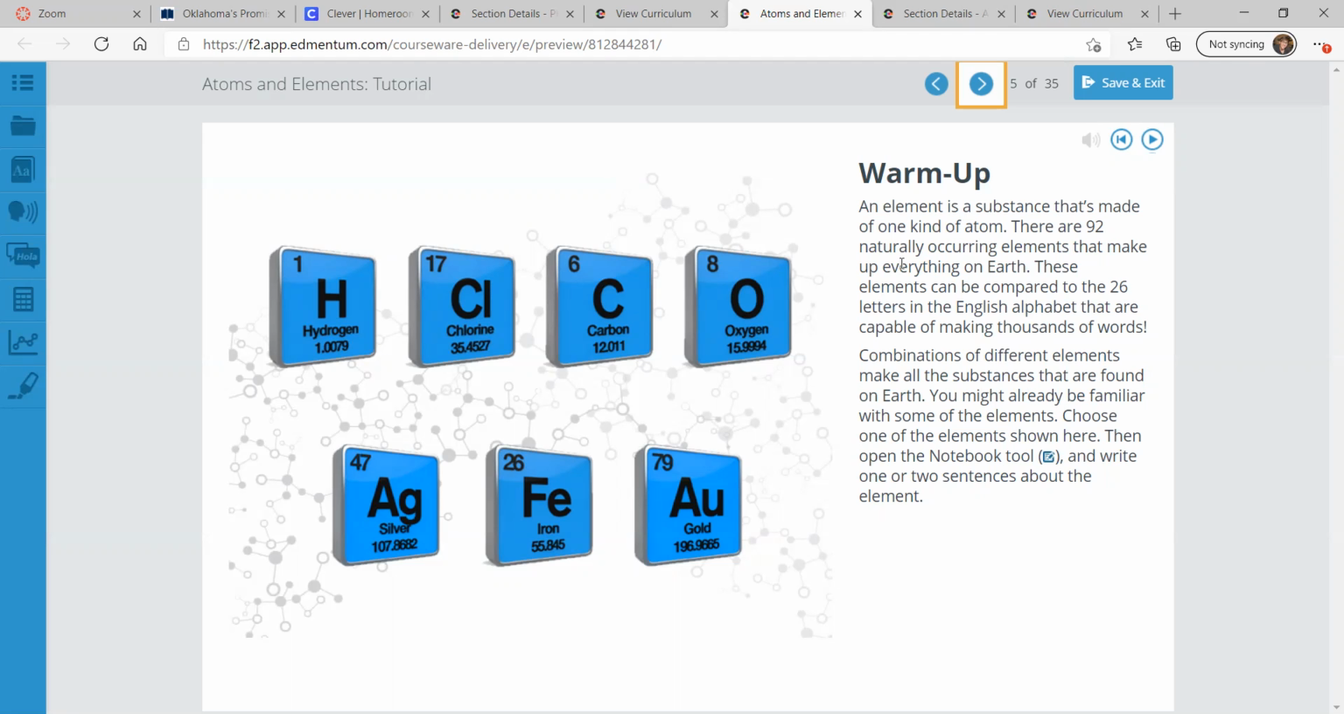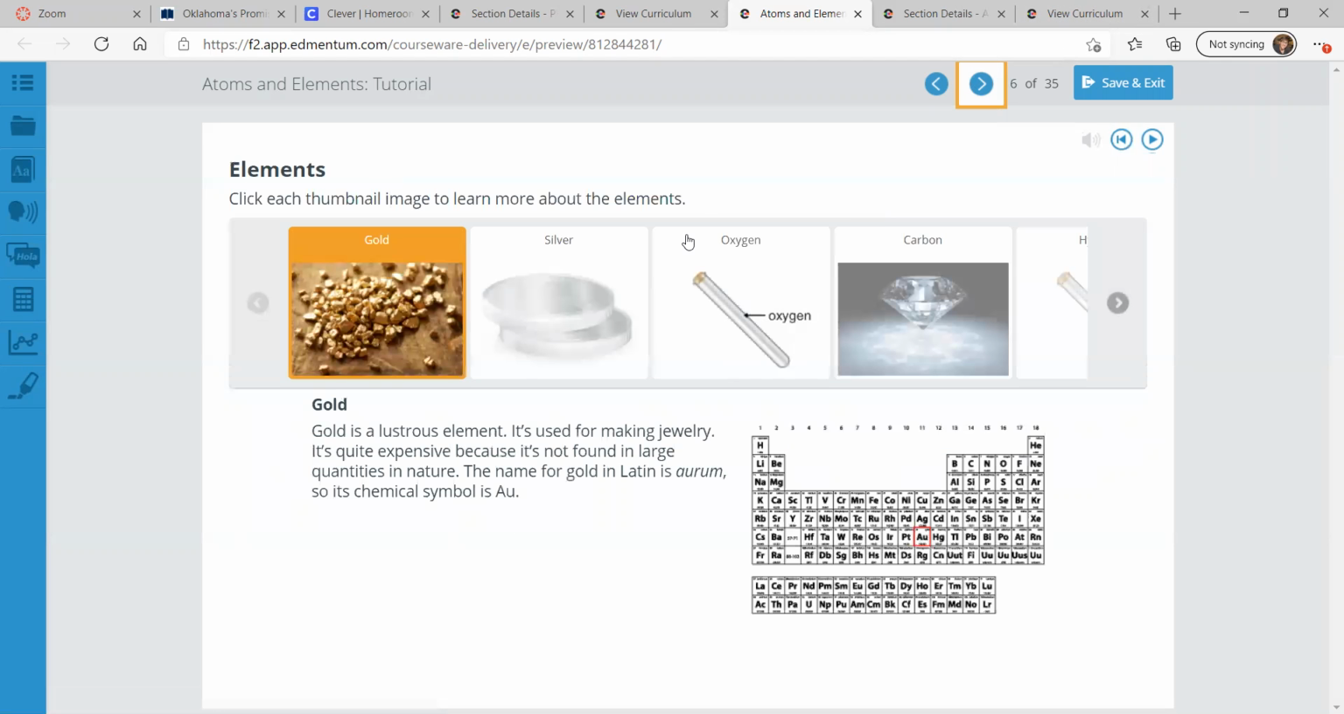You may be familiar with some of these elements already. Choose one of the elements shown here and open up your notebook tool and then maybe write one or two sentences about the elements that you know. So we're going to look at gold, silver, oxygen, and other types of elements right here, and it'll describe a little bit about each one.